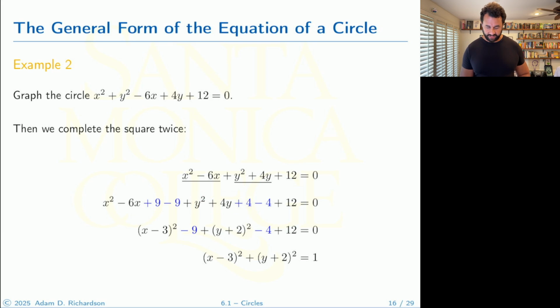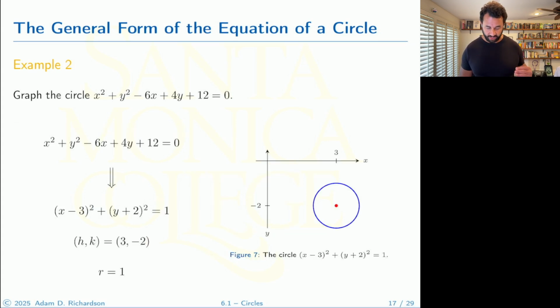And now what we're left with is two perfect squares, and then we have a bunch of constant terms right here. We're going to mush all those constants together, and then throw the final result to the other side, and we get this right here. So this is now the standard equation of that circle, but now that it's in this form, we can immediately read off the center and the radius and then graph it, right?